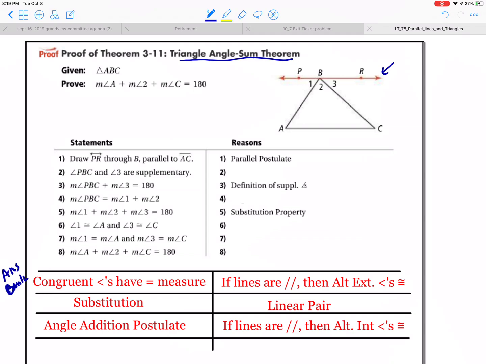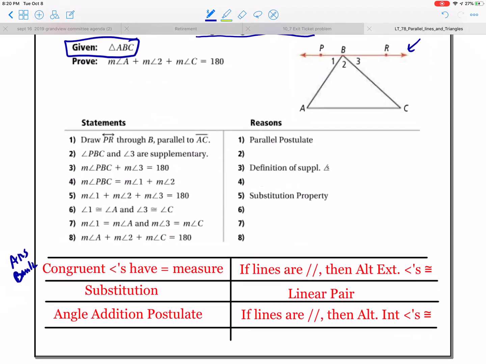And then you have given triangle ABC. And you can see the triangle right here, ABC. We want to prove that the measures of angle A, angle 2, and angle C will give us 180. That'll prove that the angles of a triangle add up to be 180. So pause the movie, try this on your own, and press play when you are finished.